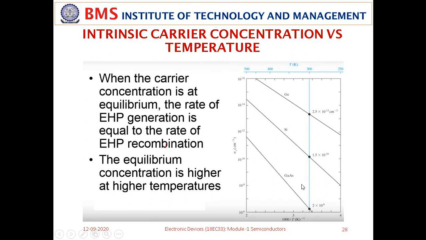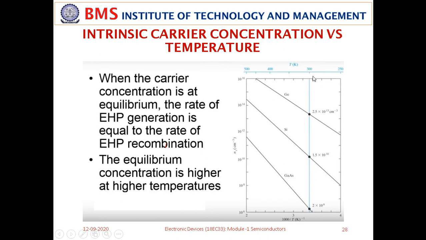Also observe here, temperature has been divided into 1000, so here you can see the exact scale. This is 250 Kelvin, 300 Kelvin, 400 Kelvin, and 500 Kelvin. And we have shown here the temperature dependence of the intrinsic concentration of semiconductor materials. We have shown it for three materials: germanium, silicon, and gallium arsenide.